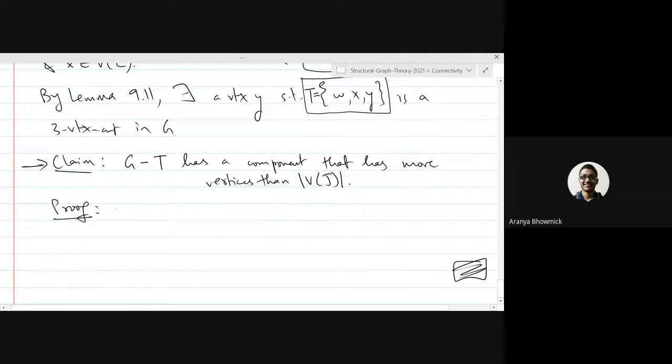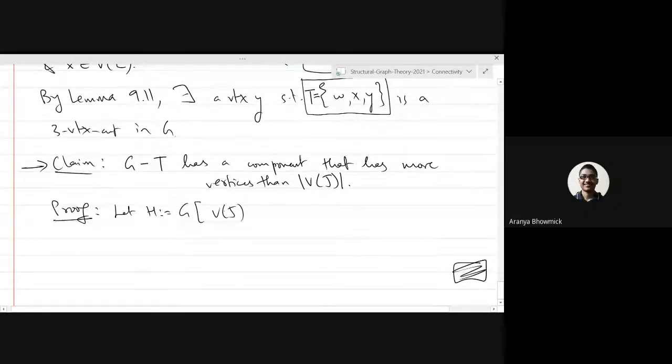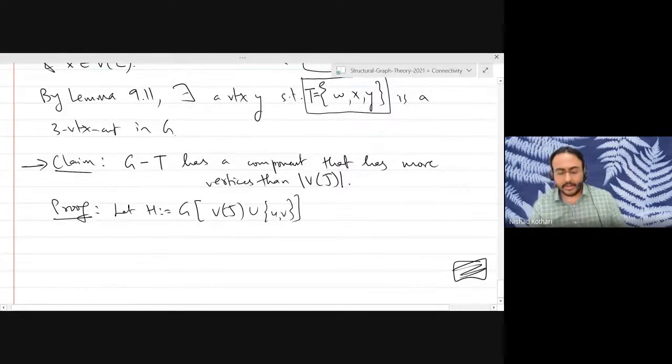Let H be the graph induced by the vertices of J, U and V. Are we assuming that Y belongs to that induced subgraph? We are not assuming that. It doesn't matter. If Y is there, we will have at least one more vertex. If Y is not there, we will have at least two more vertices. In both cases, you have a contradiction.